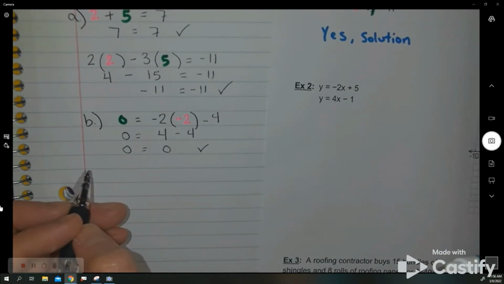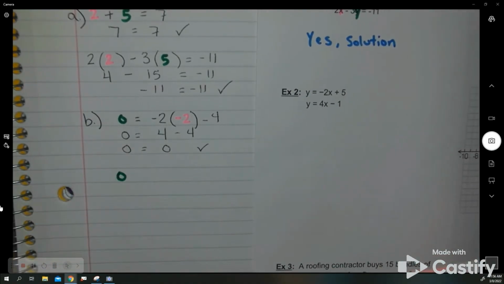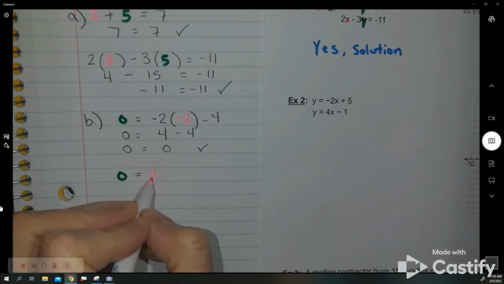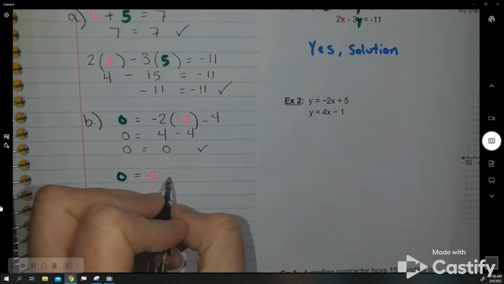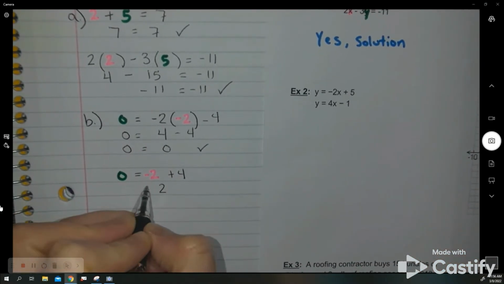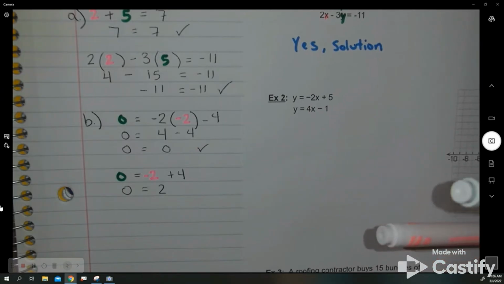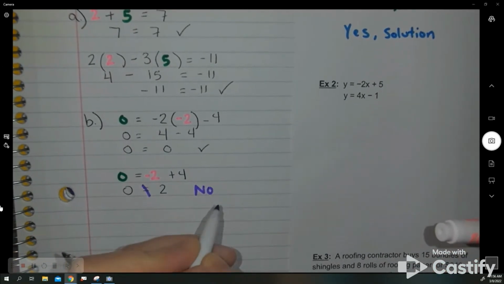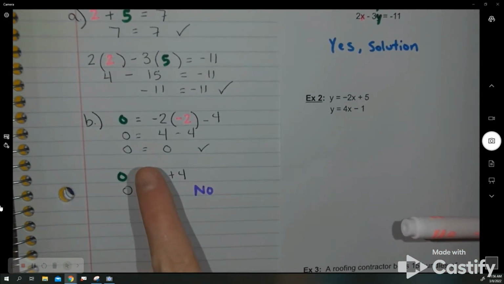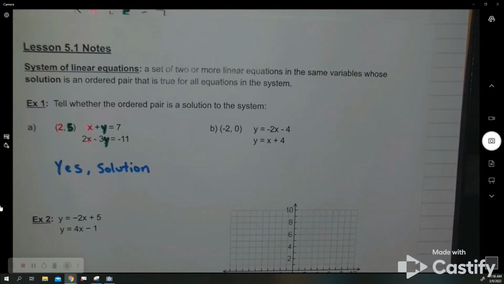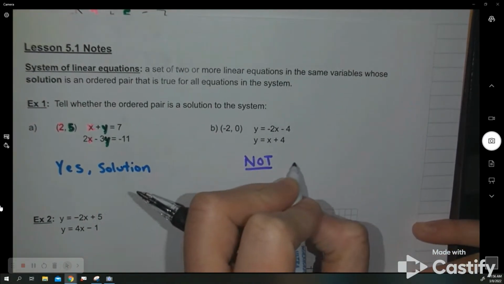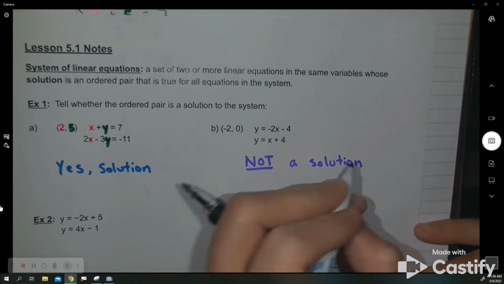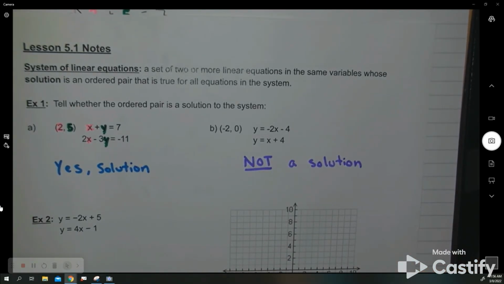For the second equation, I have y equals x plus 4. So again, I'm going to plug in x equals, oops, sorry, negative 2 plus 4. Negative 2 plus 4 is positive 2. Does positive 2 equal 0? No. So because this point is not true for both equations, negative 2, 0 is not a solution. So basically, you're just plugging in the values for x and y and testing to see if it works for both of the equations in the system.